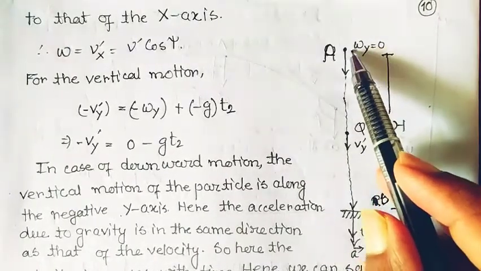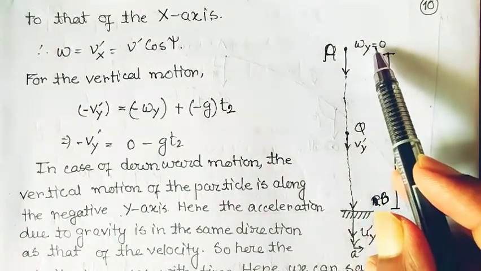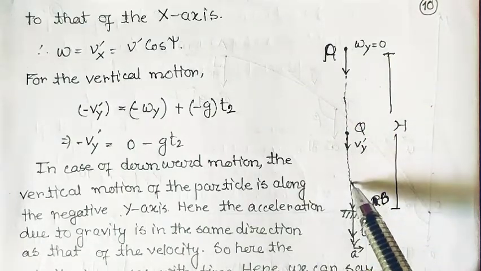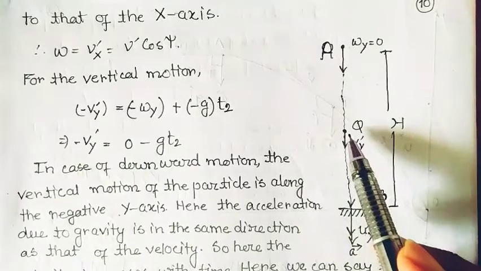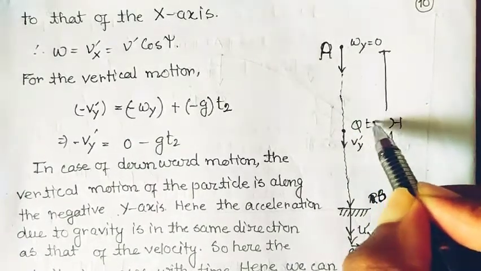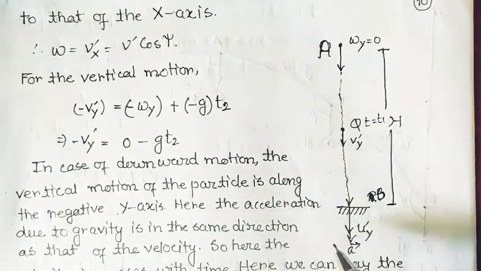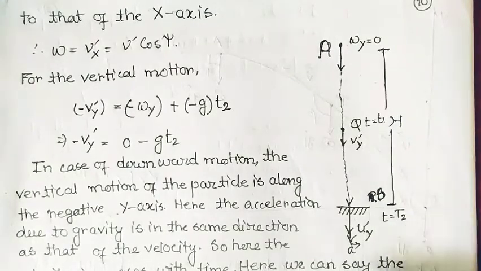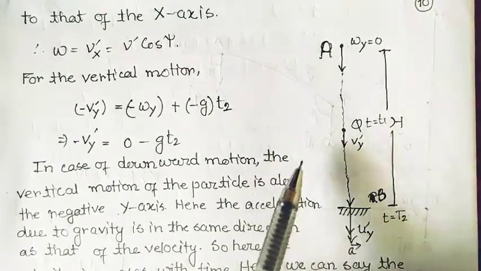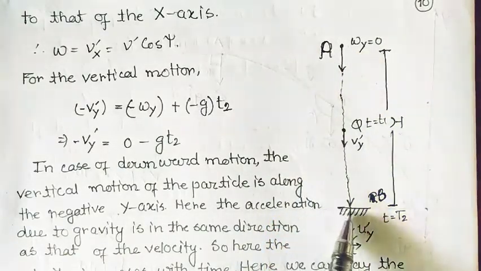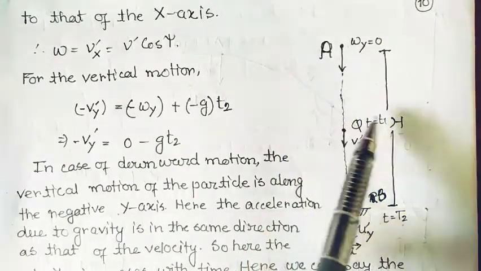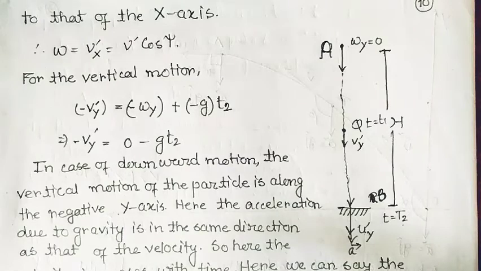When the particle is at the maximum height, the y component of the velocity is 0, but as the particle is coming downward, the y component of velocity increases. Let us say at t equal to t1, the y component of velocity is v prime y, and at t equal to t2, the time taken by the particle reaching from A to capital P is t2, and the time taken by the particle reaching from A to capital Q is t1.